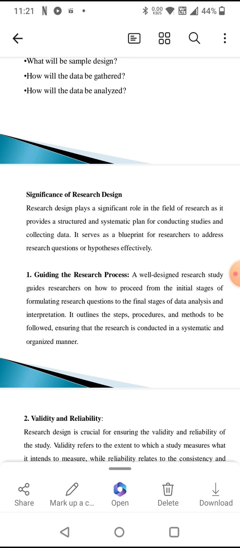First being the guidance, guiding the research process. A well designed research study guides the researchers on how to proceed from the initial stages of formulating their research question to final stages of data analysis and interpretation. It outlines the steps, procedures and methods to be followed, ensuring that the research is conducted in a systematic and organized manner.